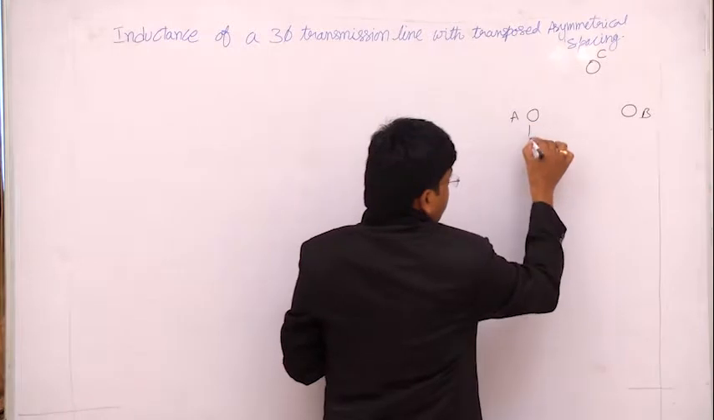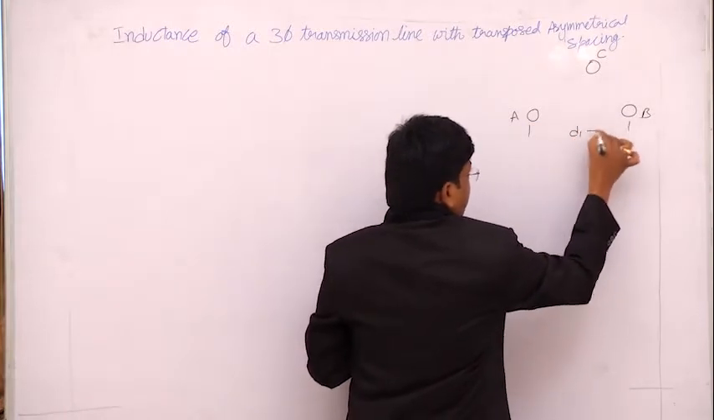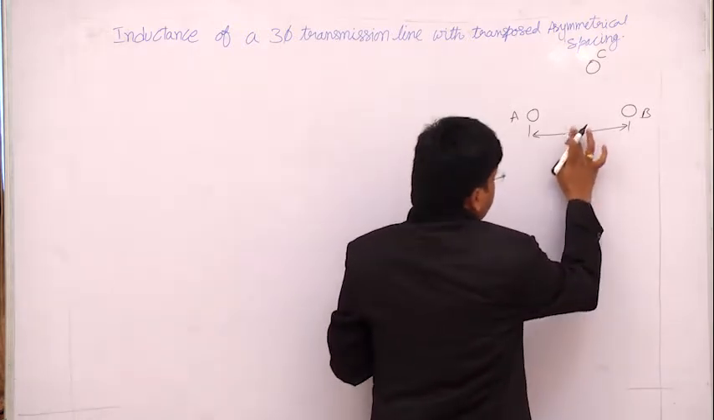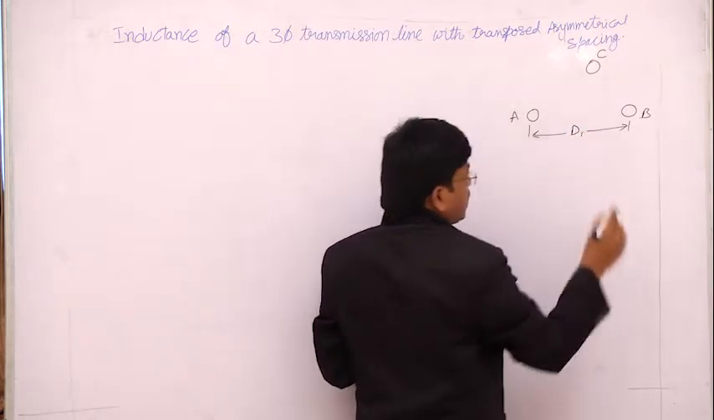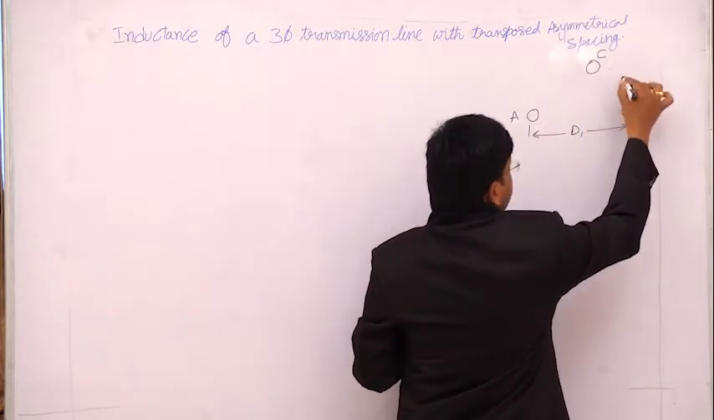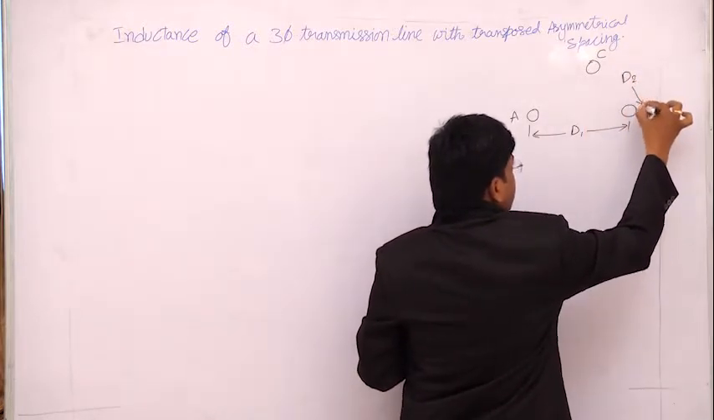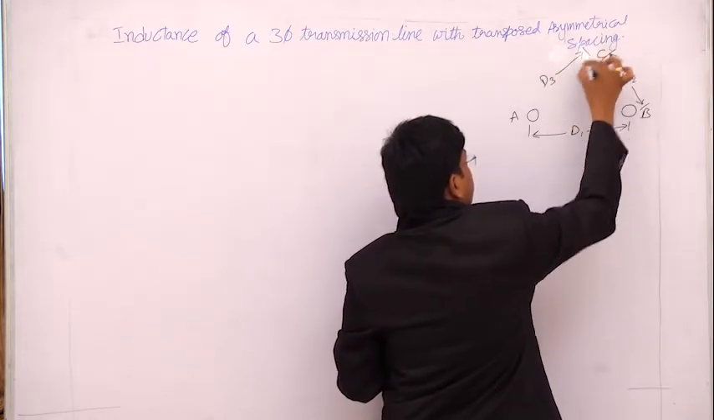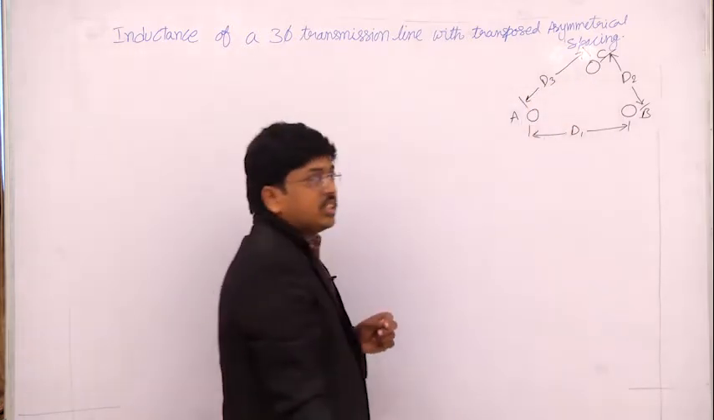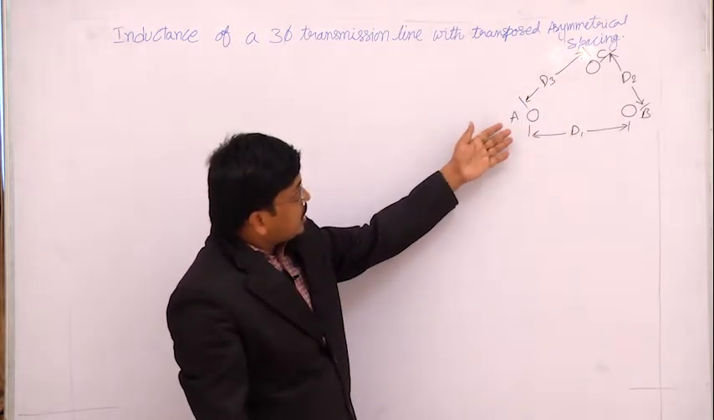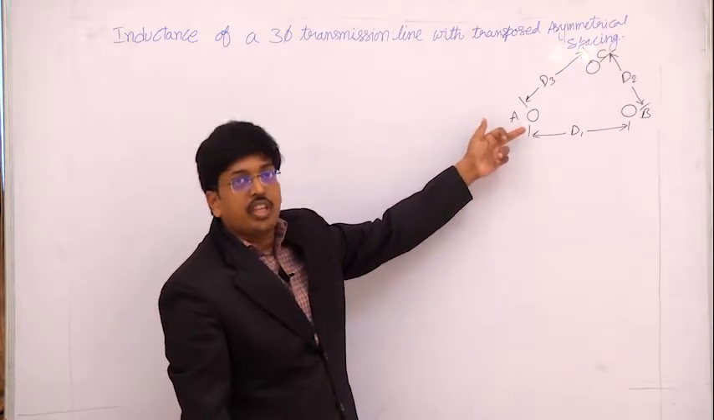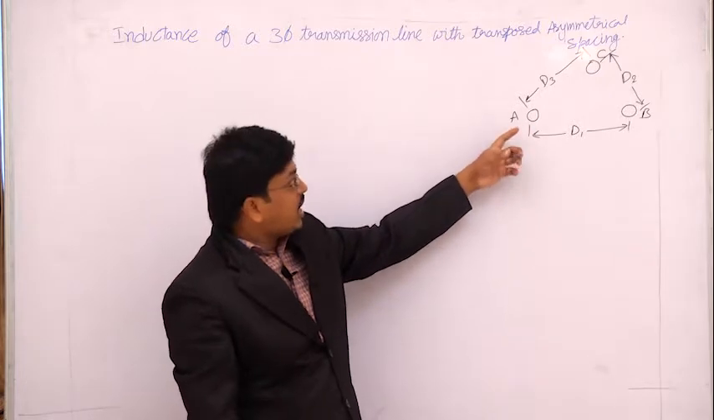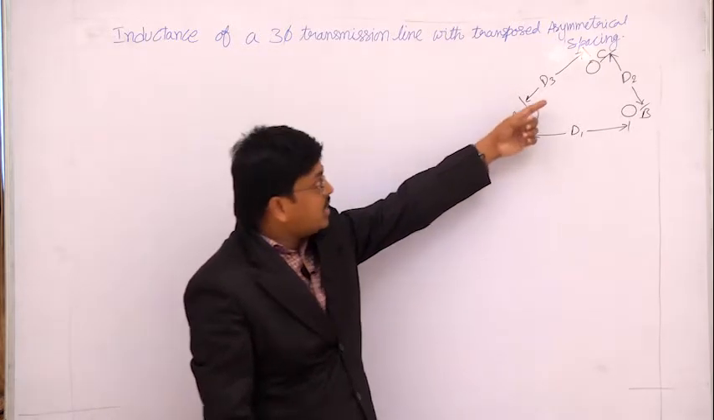Which are displaced by distances: let D1 be the distance between conductor A and B, D2 be the distance between conductor B and C, and D3 be the distance between conductor C and A. Okay, these are the three-phase asymmetrical spacing configuration. In the previous lecture, we calculated the inductances of conductor A, conductor B, and conductor C itself, right?